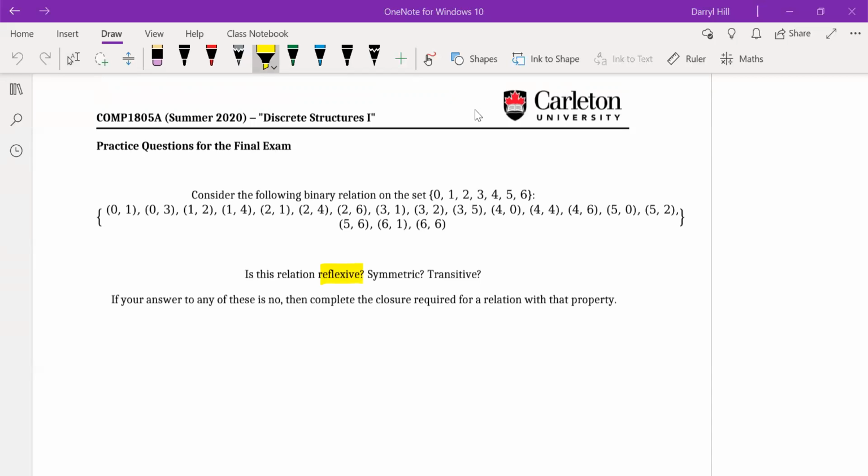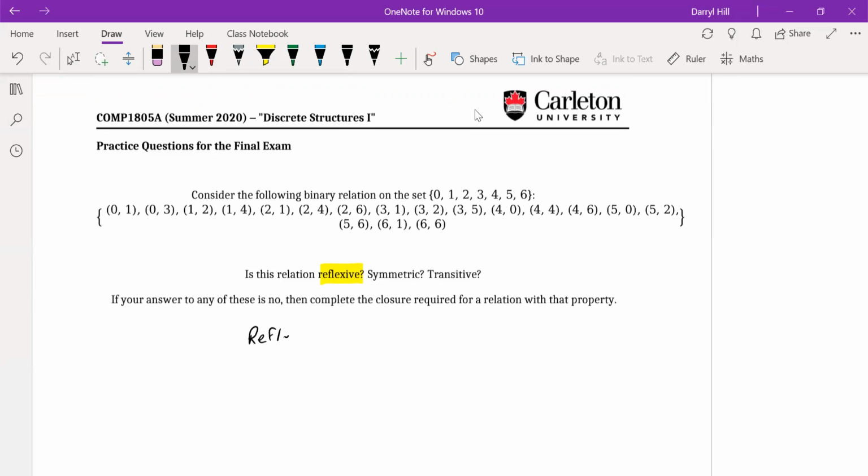No. So for it to be reflexive, each element would have to map to itself, and we're missing quite a few. So we don't have 1-to-1, we don't have 2-to-2, we don't have 3-to-3, and we don't have 5-to-5. So how would we make it reflexive? We would just add all those elements.